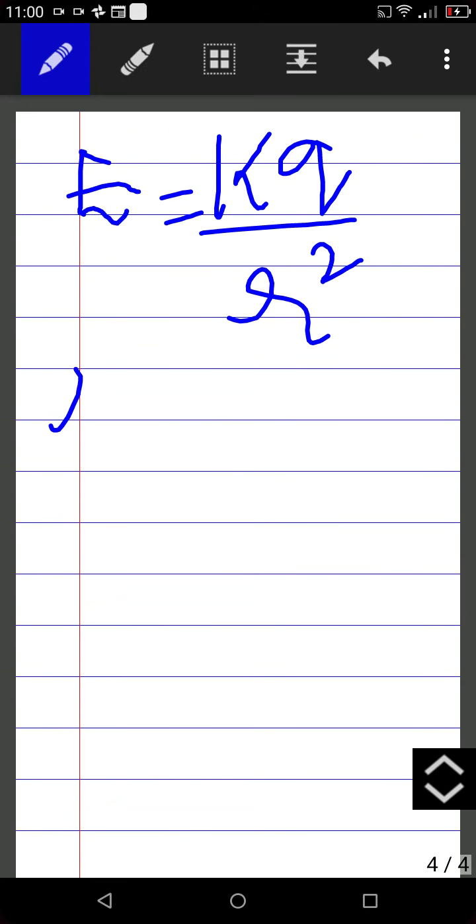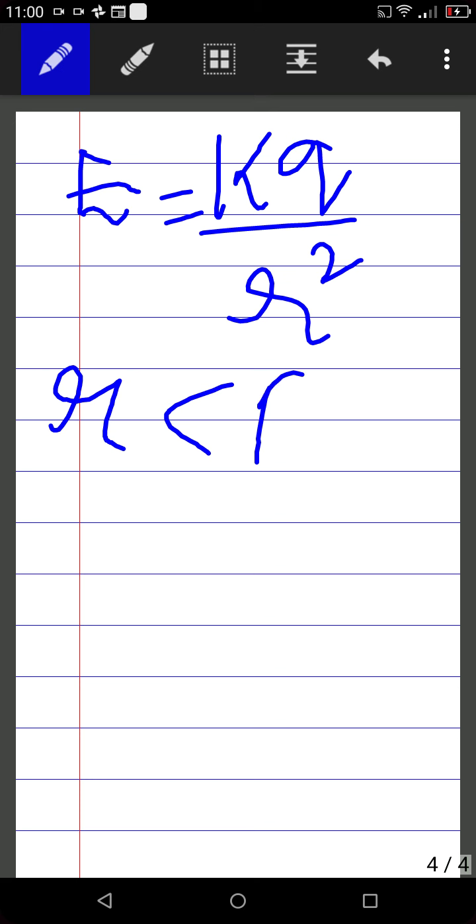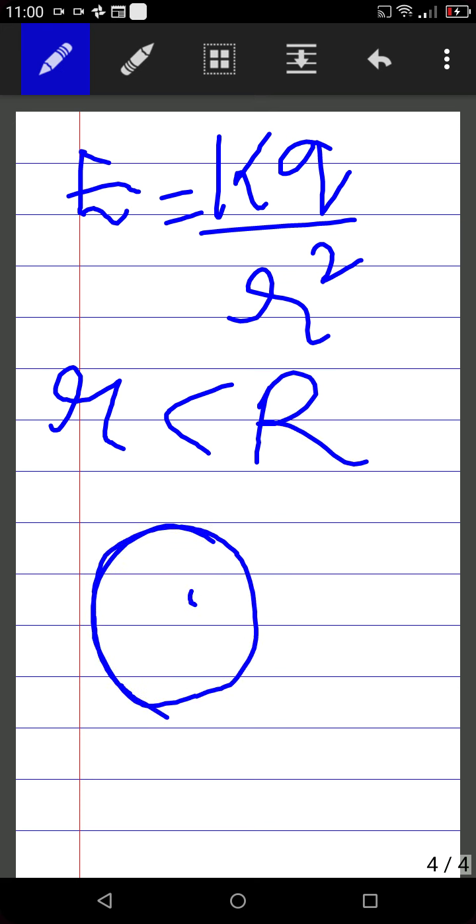Now when we take small r less than capital R, we are considering a point inside the sphere, somewhere here. This is the center. This distance is r and this distance is capital R. Capital R is the radius and small r is the distance between this point and the center. Now we want to find the field. What is the field inside the conducting sphere?